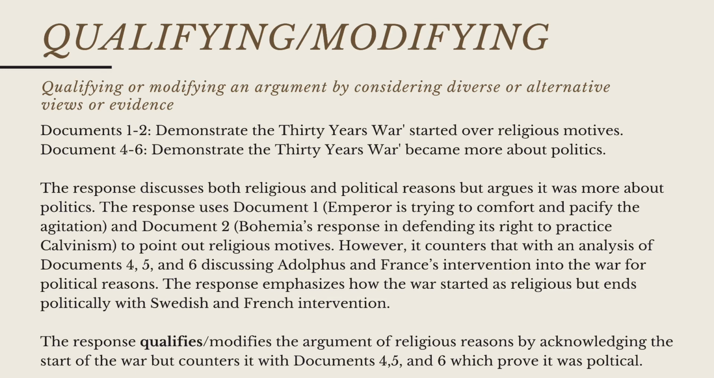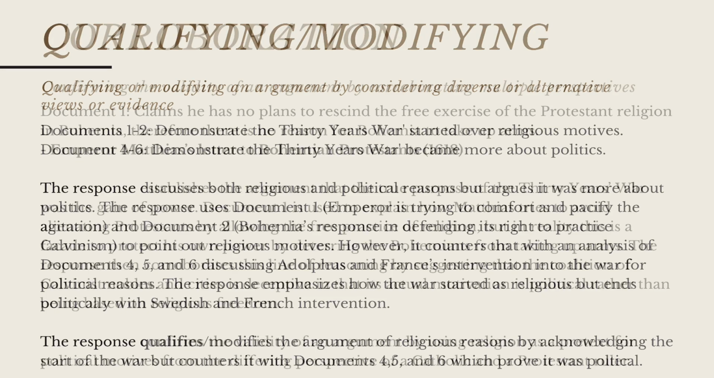However, it counters that with an analysis of documents 4, 5, and 6 discussing Adolphus's and France's intervention into the war for political reasons. The response emphasizes how the war started as religious but ends politically with Swedish and French intervention. So you're going to do this a lot in English class, qualifying and modifying an argument. And this response qualifies that argument of religious reasons by acknowledging the start of the war, but counters it with documents 4, 5, and 6, which prove it was political. The response considers diverse viewpoints and evidence by showing that documents 1 and 2 were religious motives, and documents 4 to 6 were more about politics. So it's qualifying that argument.